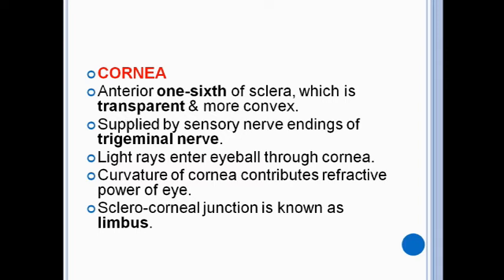So the cornea is present on the outer surface, that is the anterior one-sixth of your eyeball. It is transparent in nature, convex, and supplied by sensory nerve endings of the trigeminal nerve. The light enters the eyeball through your cornea, and this convex nature contributes to the refraction. So you remember, the light ray enters the eyeball through the cornea. The junction between the sclera and cornea is termed as your sclerocorneal junction, also termed as your limbus.